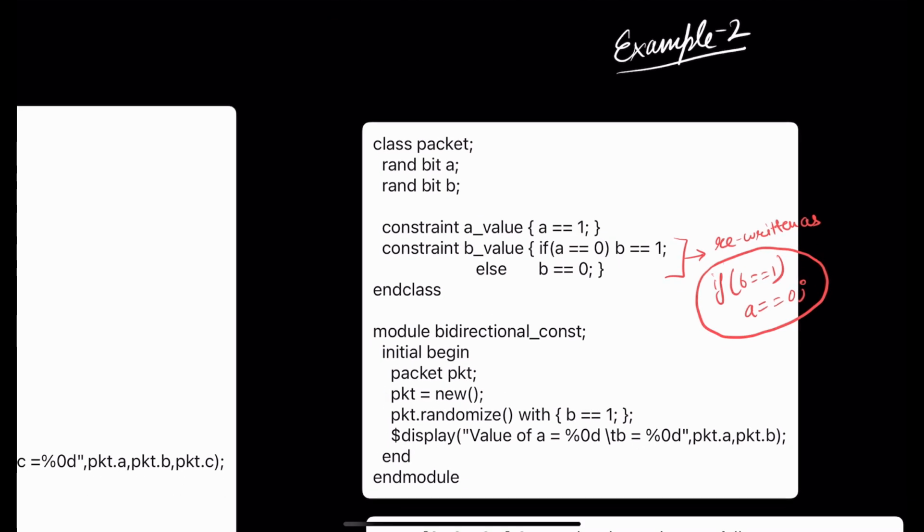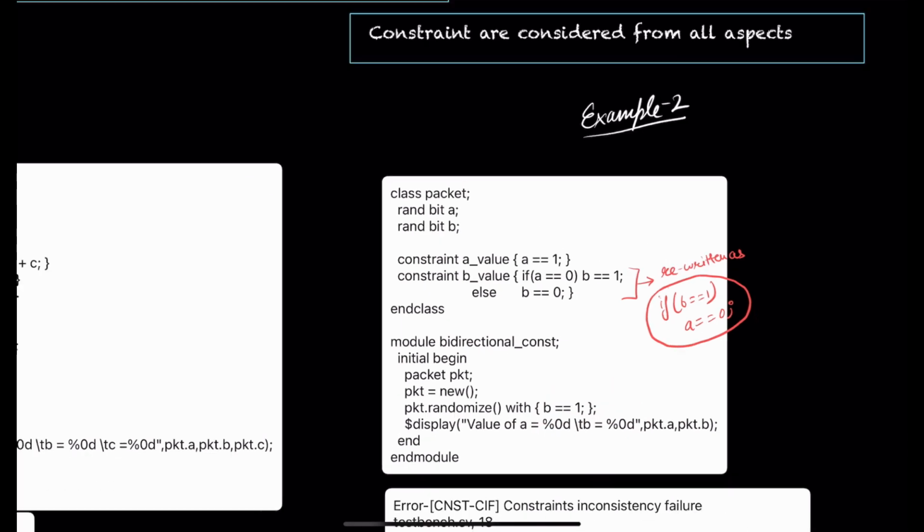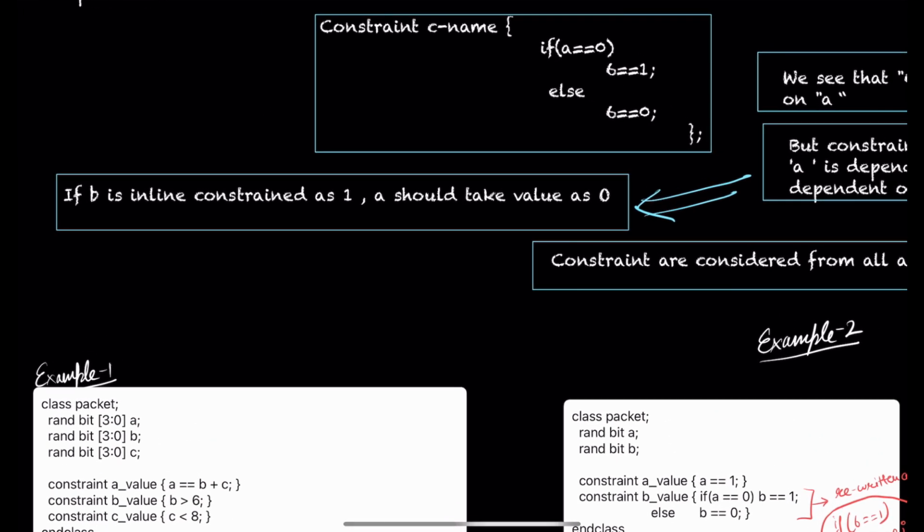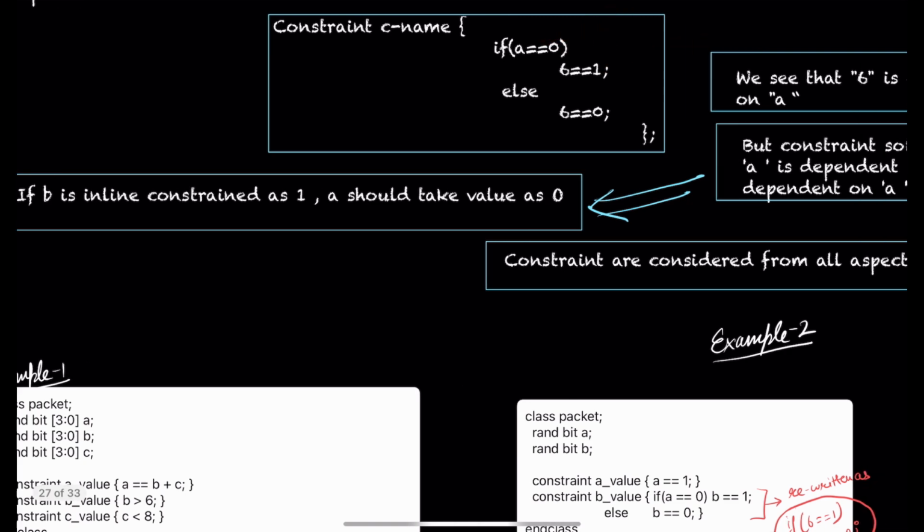Suppose we wrote an inline constraint with B equal to 1, and we have the constraint on B as 1. So if we have B as 1, then only this branch can happen. So what value will A be constrained to? A will always take the value 0. So that's how we can say that if we constrain B first, then A is also constrained, and if we constrain A, then B is also constrained. That's why we call this a bidirectional constraint.